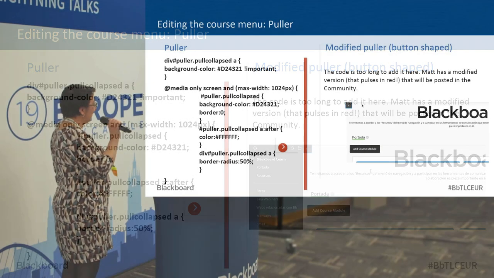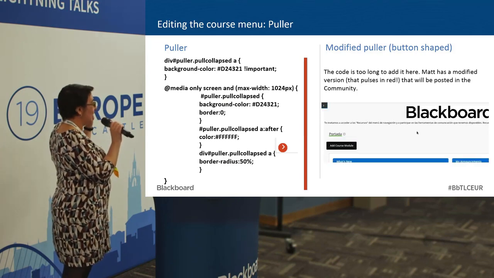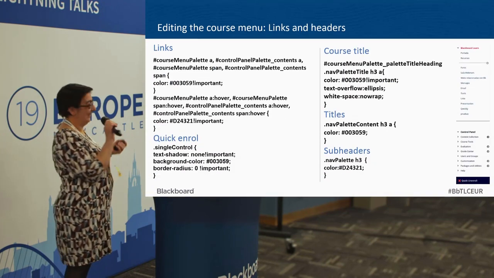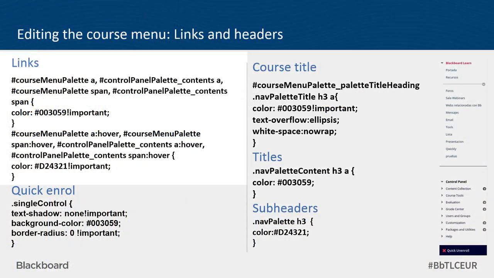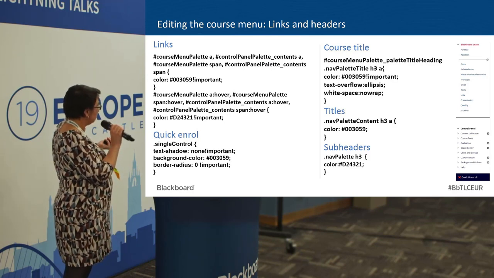And Matt here has made a modified version of that where it blinks in red, so it's easier to see that the button is there. It was great. So we can change the links, we can change the quick enroll, we can change the subheaders, the titles, the course title. You can work every one of those. By the way, every change that you see here in a code corresponds to the picture that is on its side.